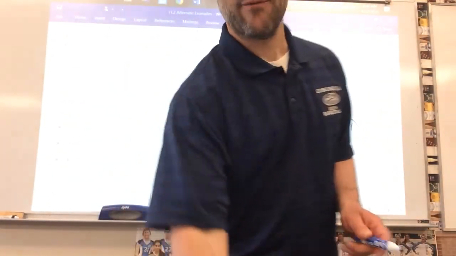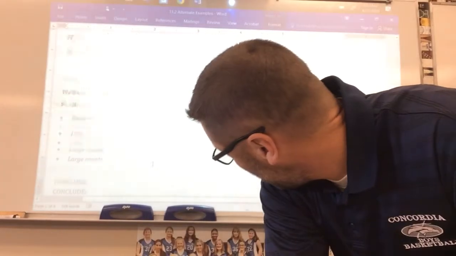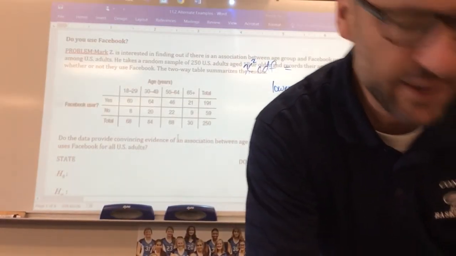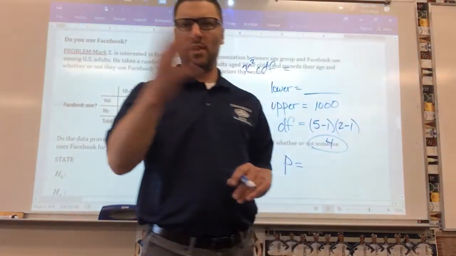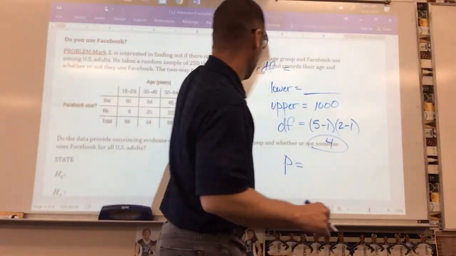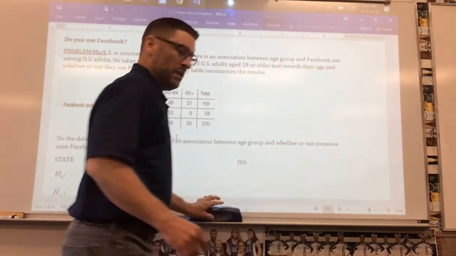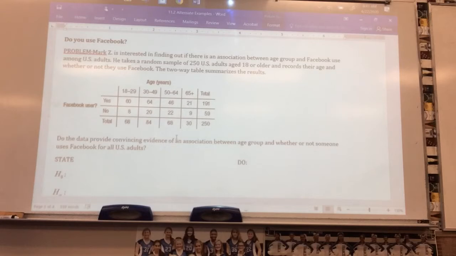All right. We have one more problem. We'll do the Facebook problem. And I think there's maybe one other problem in this section, but we're going to end with this problem right here. Here's the problem. Mark Zuckerberg is interested in finding out if there's an association between age group and Facebook use among U.S. adults. He takes a random sample of 250 adults 18 or older and records their age and whether or not they use Facebook. The two-way table summarizes the result.